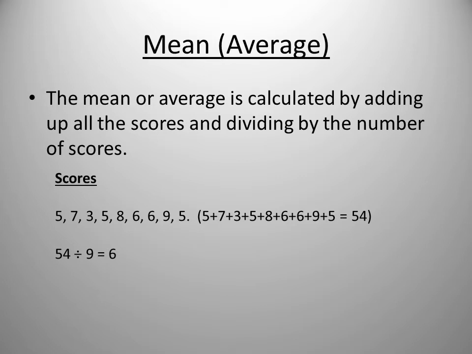Now, as you can see there, I've added all 9 scores together and got 54. There are 9 scores, so I divide by 9. 54 divided by 9 is 6. So the mean is 6.